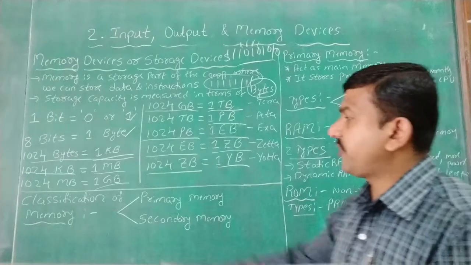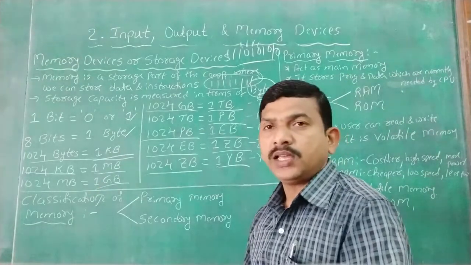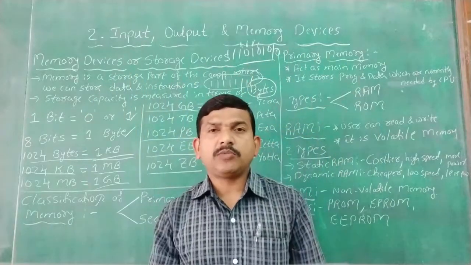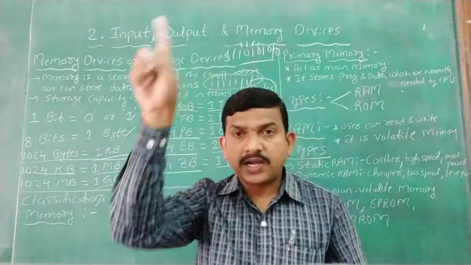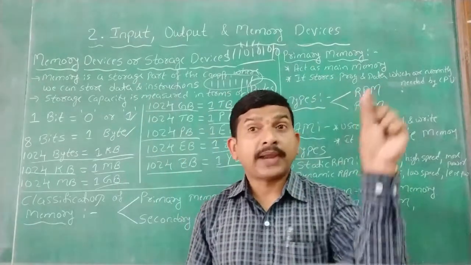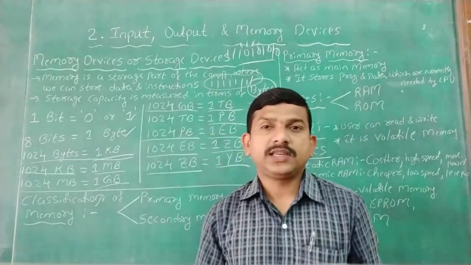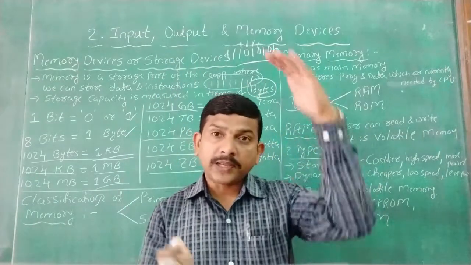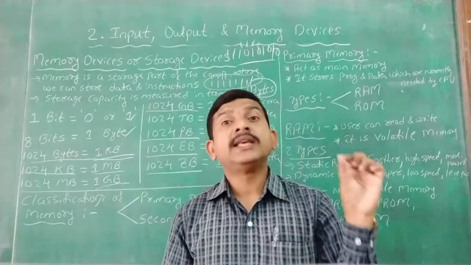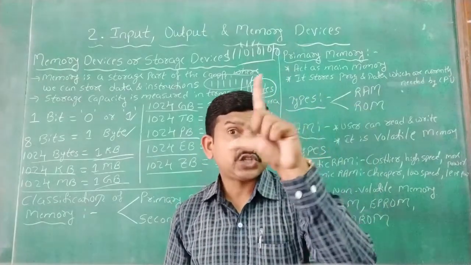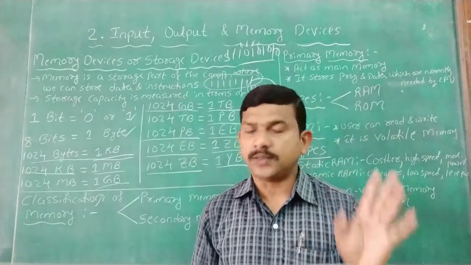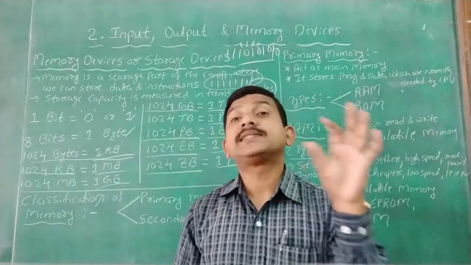The next topic is the classification of memory. Normally, just recall the block diagram of a computer. In that block diagram of a computer, there is the first part, memory or storage. In it there are two sections, primary memory and secondary memory, or primary storage and secondary storage. Remember, storage and memory are the same. Yes, primary storage, secondary storage.